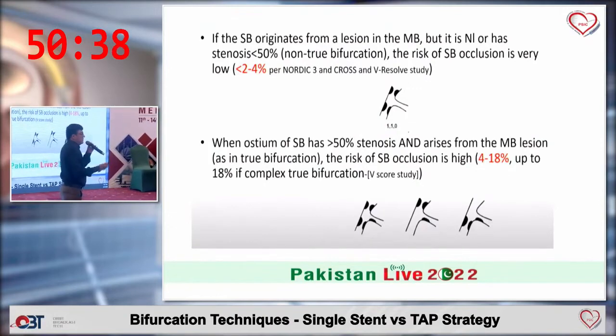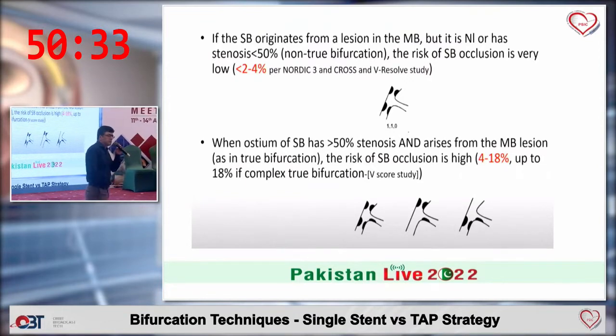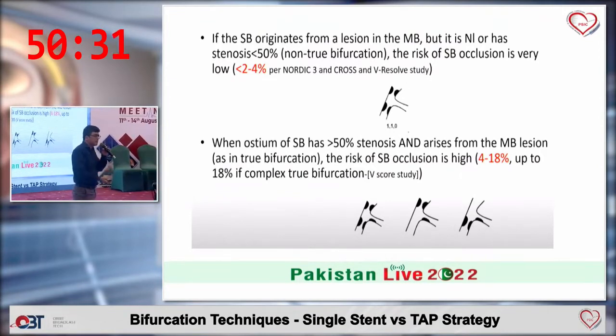We have so many studies about bifurcation stenting, starting from the Cactus, the Nordics, the BBC ones, and then the latest ones like the EBC Main. If you look at all these trials, what is the percentage of side branch occlusion? For example, if you're going with a proximal stent, one always thinks about what if I lose the side branch. In all these studies, we can see if the side branch originates from a lesion in the main branch, but is normal, or has stenosis less than 50%, there is less than 2 to 4% chance of side branch occlusion. So it's very low. All the more reason to go provisionally.